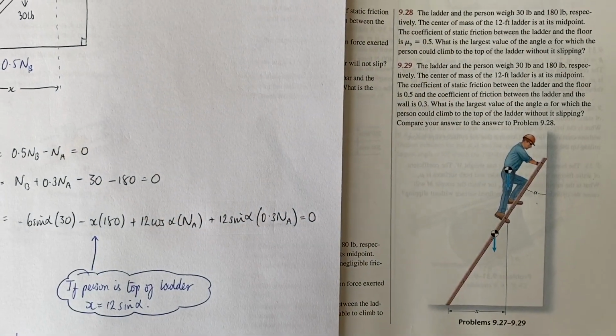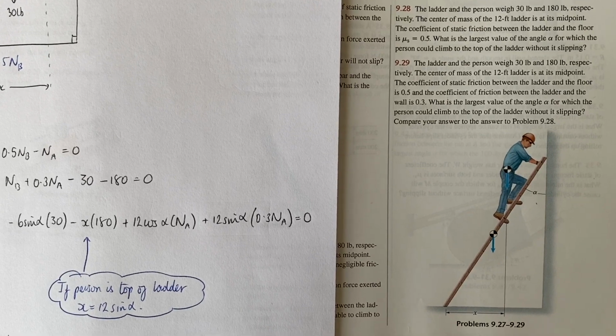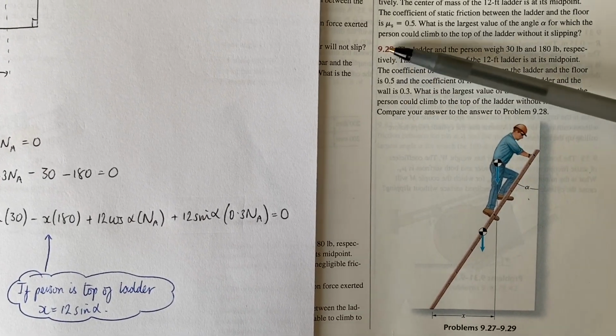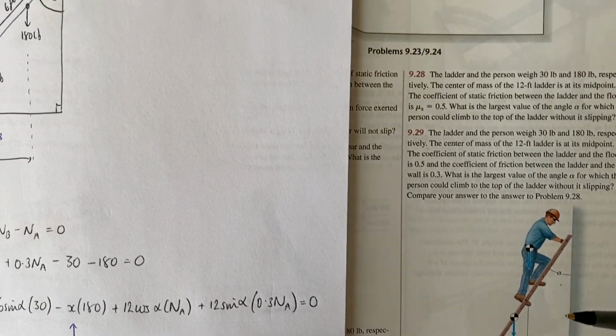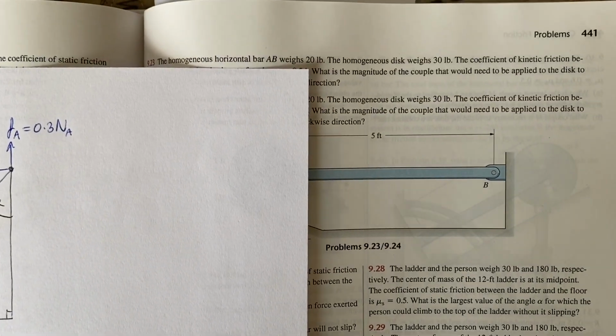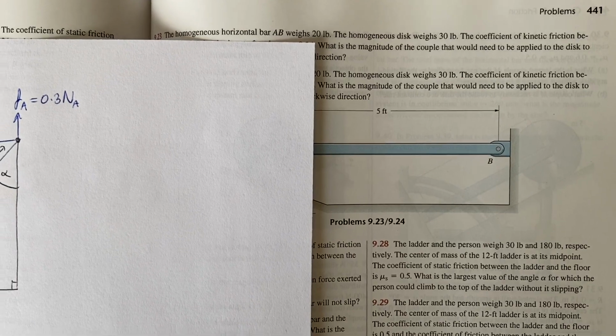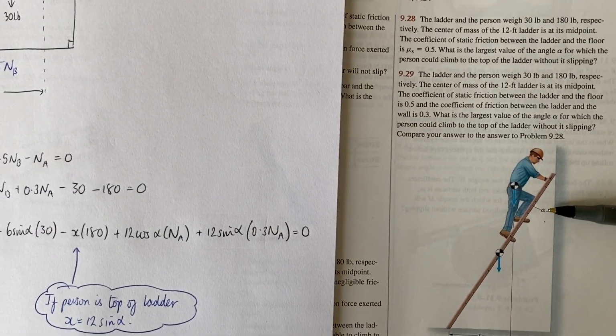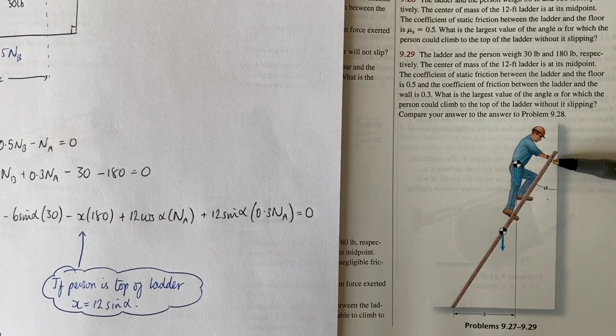So finally for today, what I thought we would do is have a look at this example from the textbook. This is example 9.29, and that's on page 441 of the textbook. And we're looking at essentially this guy on a ladder.